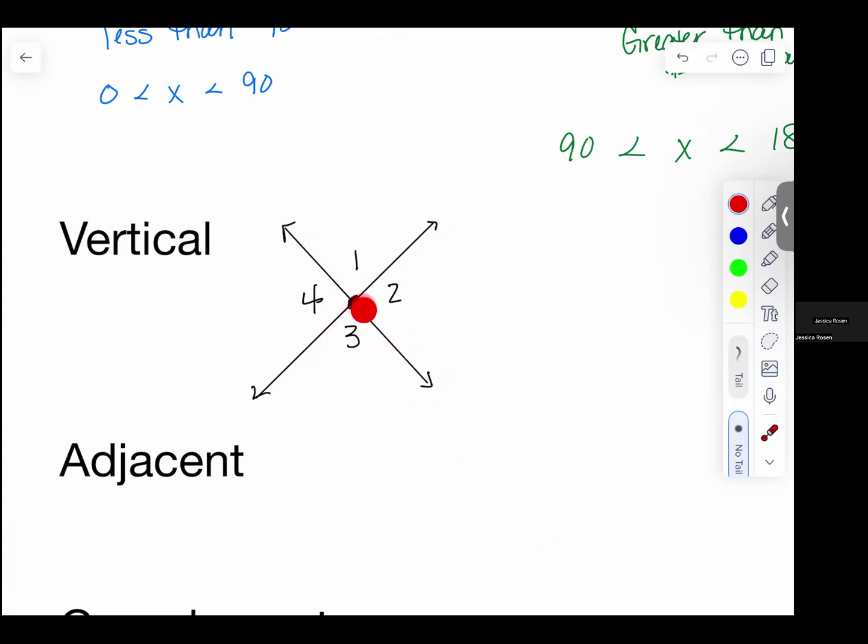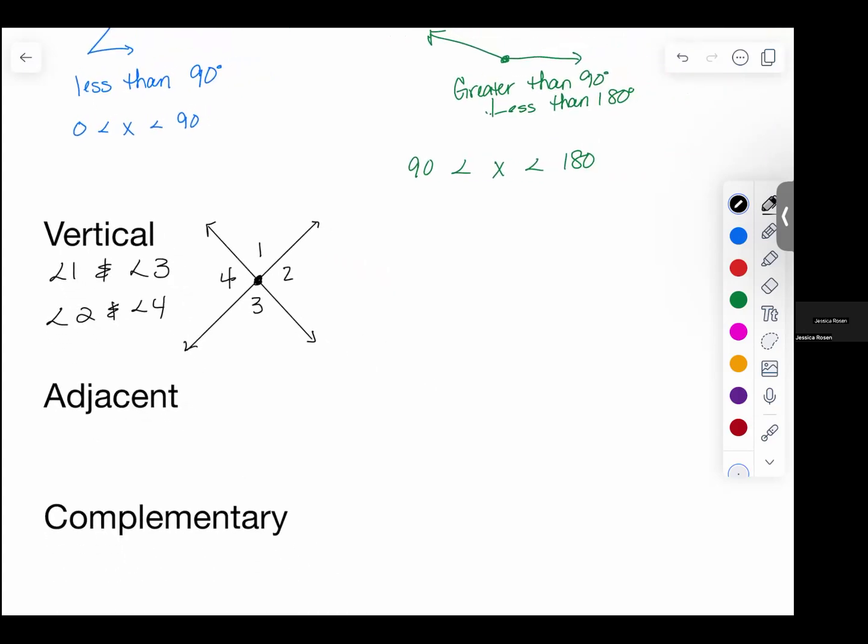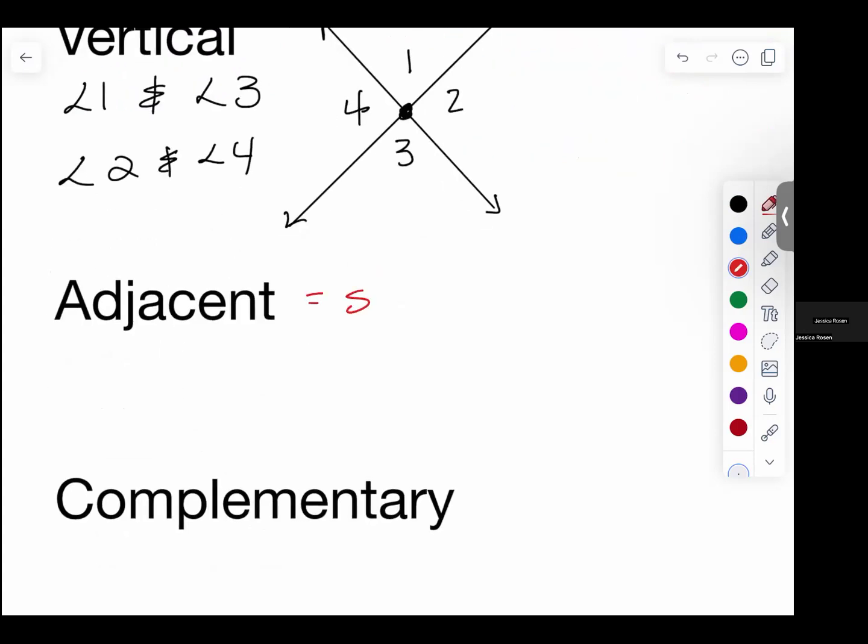So 1 and 3 are vertical of each other. So angle 1 and angle 3. And then that means on this way, if we have a sideways V and then flip it the other side, angles 2 and 4 are going to be vertical. So basically, if you flip it over that point, that's how you find your vertical angles. Adjacent means shares a side.